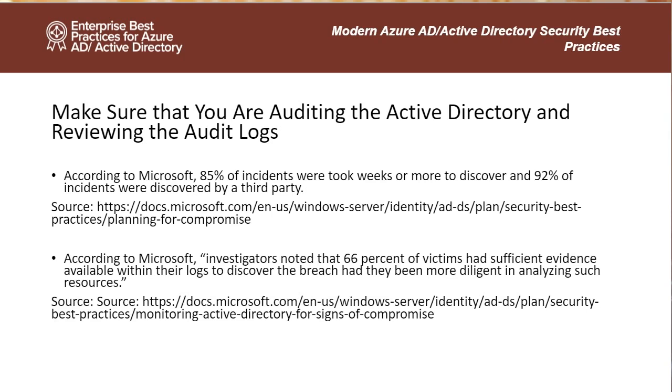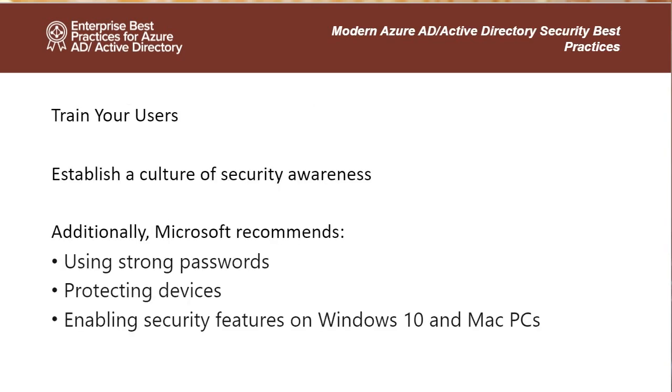And then Microsoft goes on to say that investigators noted that 66% of victims had sufficient evidence available within their logs to discover the breach had they been more diligent in analyzing the resources. So I just wanted to put this out there because it's really important not just to make sure that you're logging Active Directory activity, but also taking the time to analyze those logs. And you don't have to do it manually. There are many tools out there that can perform log file aggregation and search your logs for anything that might signal that an attack is happening or that a breach has occurred. So you've got the evidence in the log files, and it's important that you use that information.